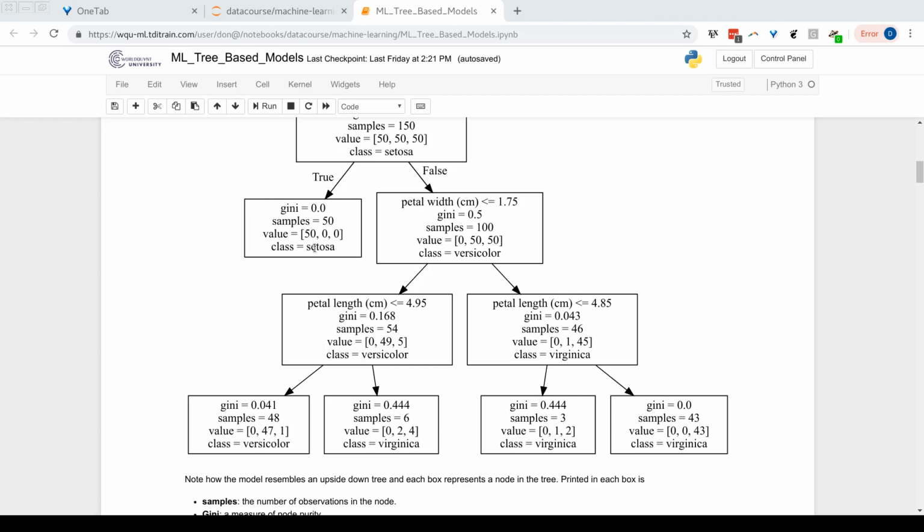If our observation resided in this leaf here, if we notice in this leaf here, all the training examples that resided in this leaf were all in class 0. So any observation that resides in this leaf is going to be classified as class 0. And if we look at this example here, 43 samples of class 2. If we reside here, we predict class 2.